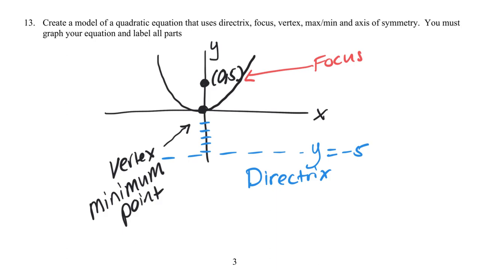So you have your focus, your vertex, which is at the origin. You have your minimum point, you have your directrix. Now your axis of symmetry is the line that's going to divide this parabola into two parts that are congruent. So there is your axis of symmetry.